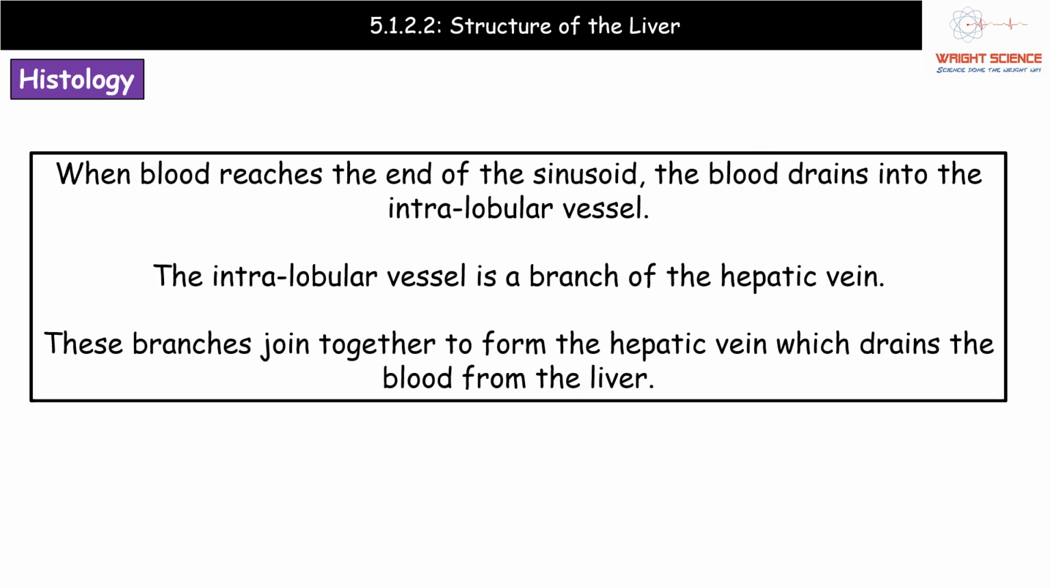So we've got all these little processes taking place within the sinusoid, and as the blood finally reaches the end of the sinusoid, it drains into the intralobular vessel. And that's just a branch of our hepatic vein. That's the central vein we've seen in our diagrams. What then happens is all of those individual little branches of our hepatic vein join together until eventually we are back with the hepatic vein itself, which drains the blood from the liver. So it's taking that blood away from the organ to the other regions of the body.